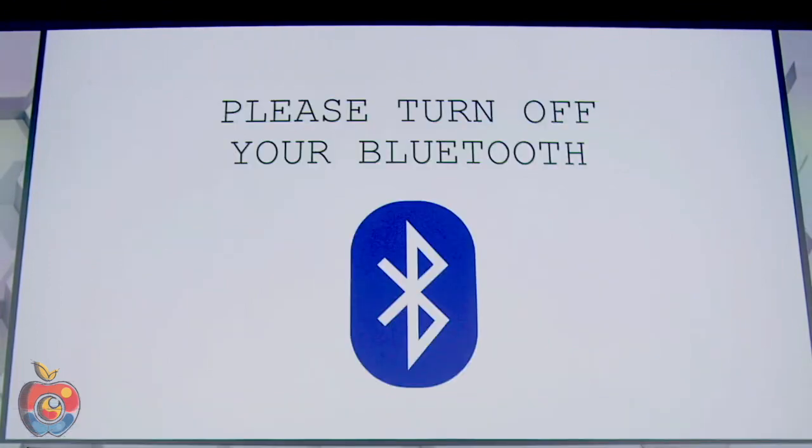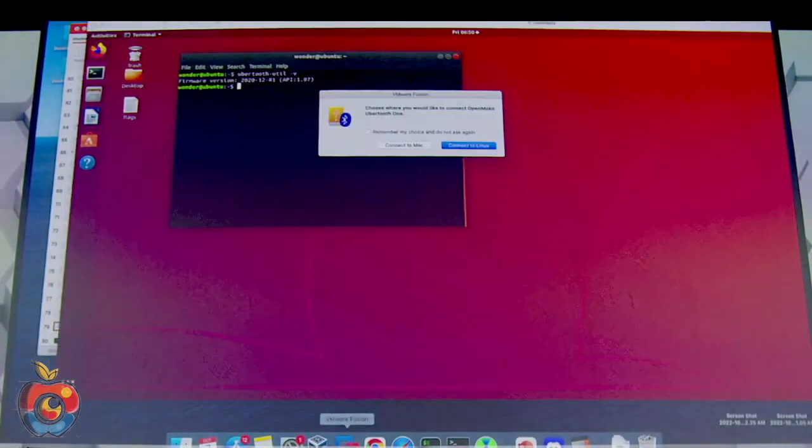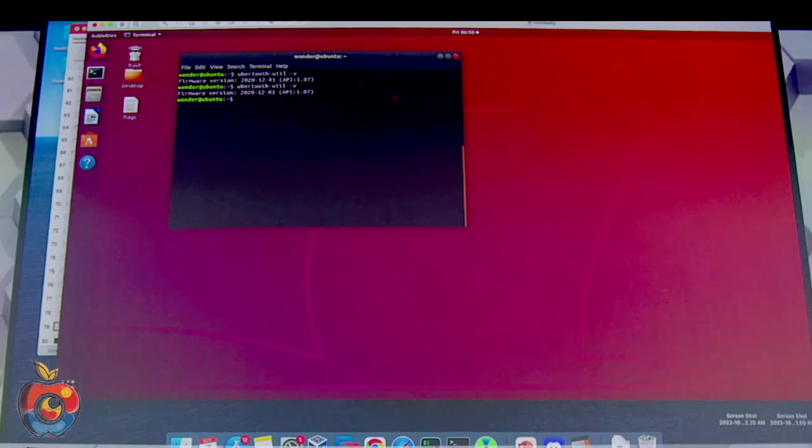Okay, so I know we're running up on the break, but I'm going to do the demo now. So again, turn off your Bluetooth, please. I will find you if you don't. All right, please work.